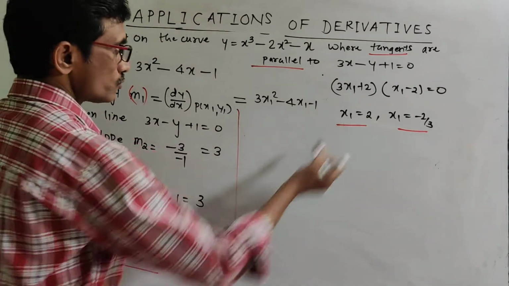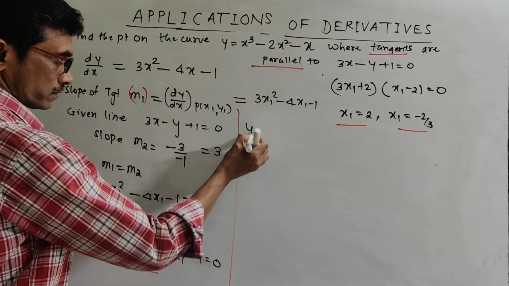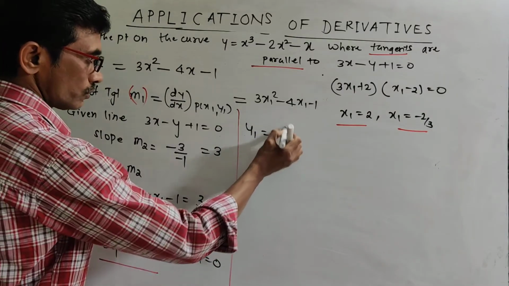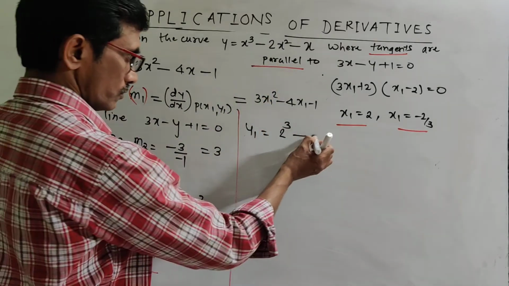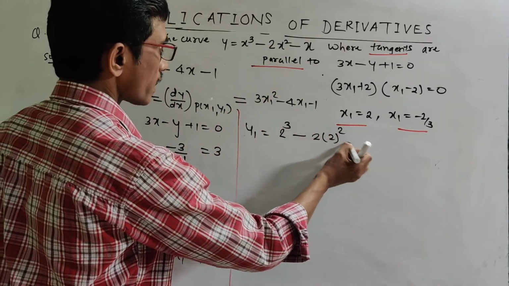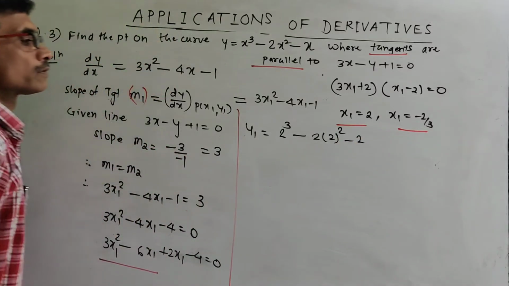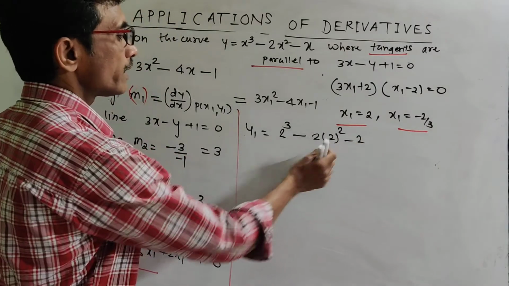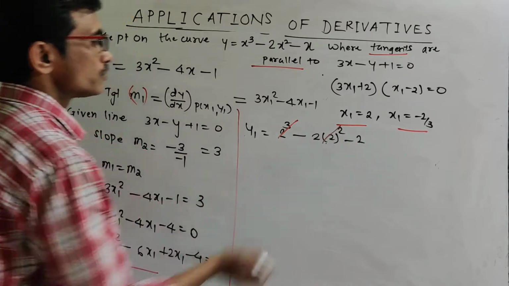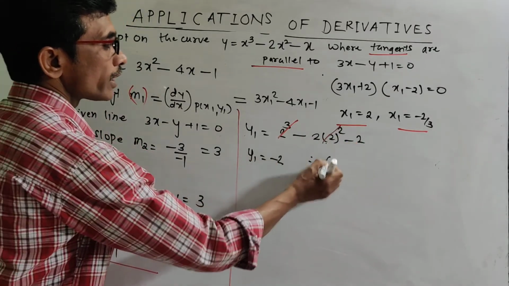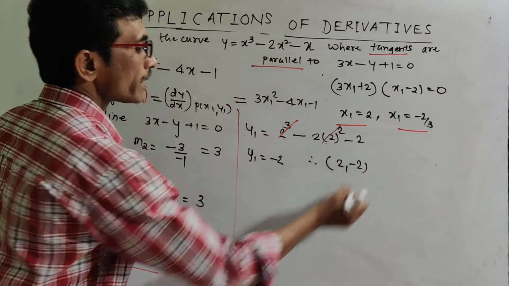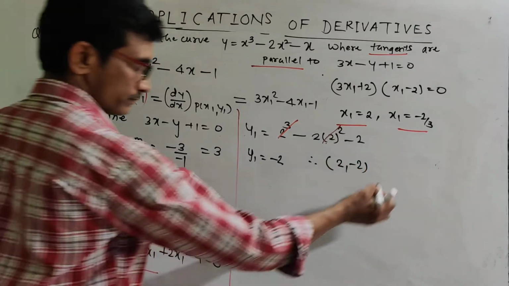So if x1 is 2, then what is y1? So y1 is equal to 2 cube. Substitute in the equation of curve, 2 into 2 square minus 2. So this is 8 and this is also 8, which is getting cancelled, and minus 2 you will get. y1 is equal to minus 2, therefore the point is 2 comma minus 2. This is one point, say P.